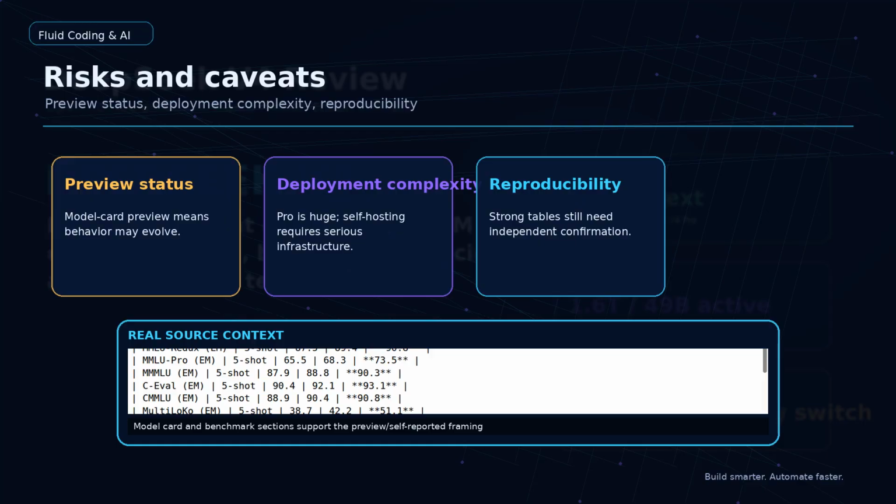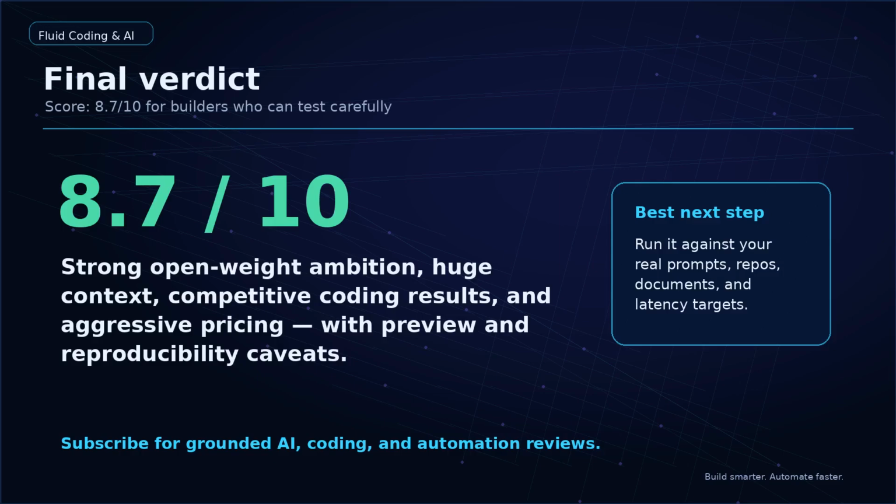My score for DeepSeek V4 is 8.7 out of 10. The specs are genuinely aggressive. Open model availability, 1 million context, strong reported coding results, and pricing that could make large-scale experiments more realistic. The reason it is not a 9+ yet is simple: preview status, self-reported benchmarks, and real deployment questions. If you build AI agents, coding tools, or long document products, put V4 on your test list now.